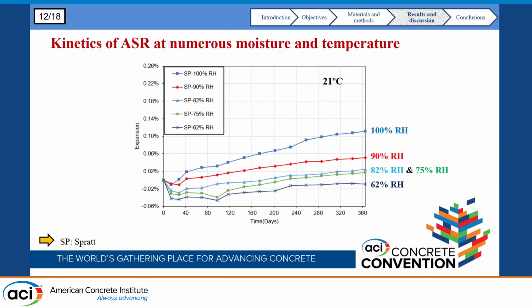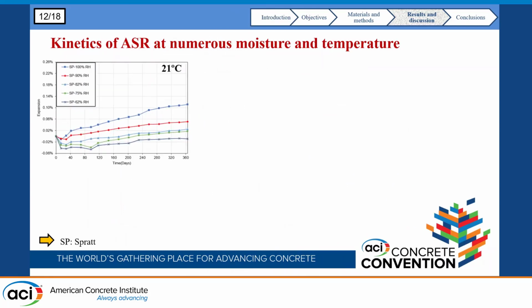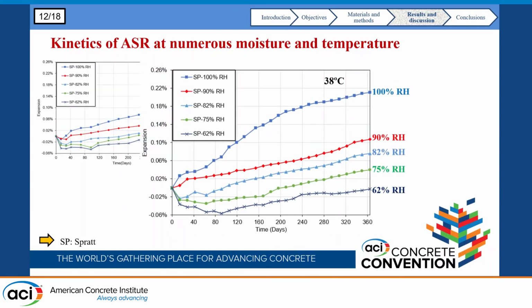Now, here is the kinetics of the reaction using Spratt at 21 degrees Celsius at relative humidity between 62% and 100%. As shown, the kinetics of the reaction increases as the relative humidity increases, and the ultimate expansion was attained at 100% relative humidity, which is about 0.11%.